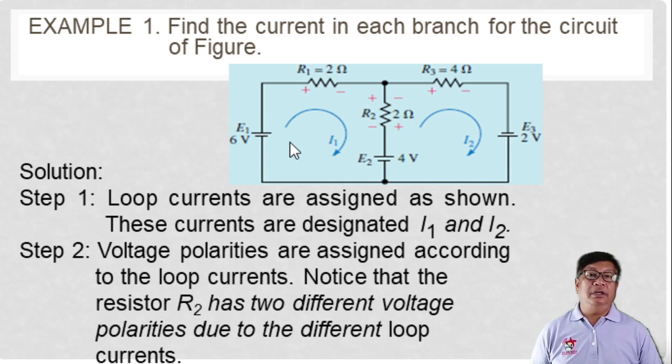So as you can see here, we have several voltage sources. We have E1, E2, and E3. And take note of the polarity of E1, E2, and E3, no? Again, just a reminder that for the polarity of our voltage source, if it has a longer bar, then that is the positive polarity, and the shorter one is the negative polarity.